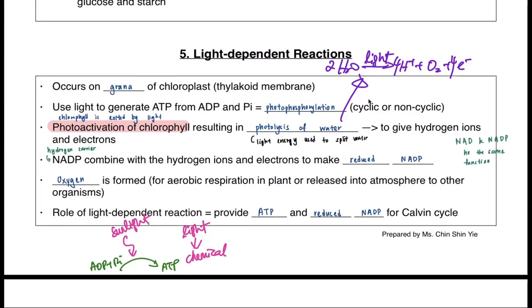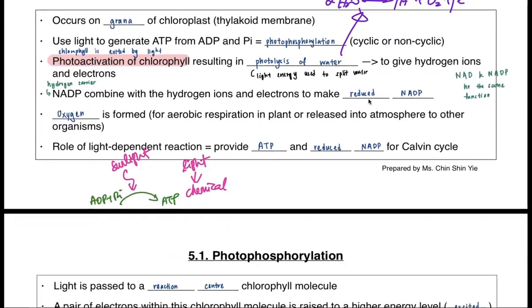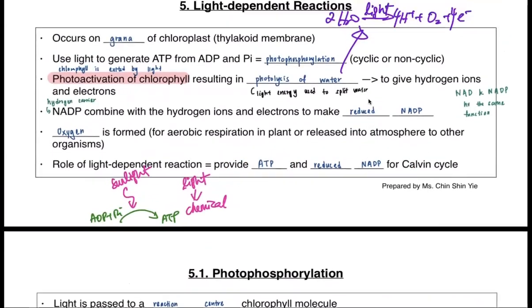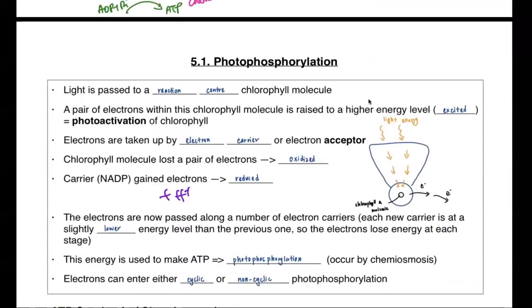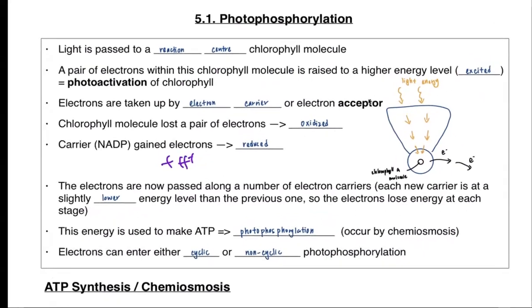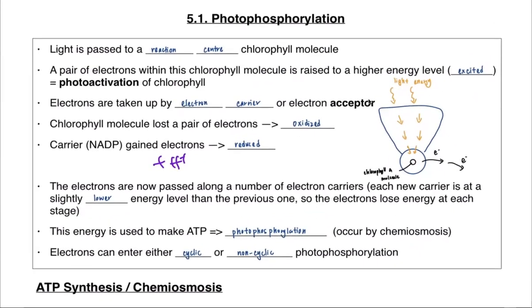At least from the perspective of other animals, this is what we want from the plant. Then the H plus and electron will be recombined and accepted by NADP to form reduced NADP. So the role of the light dependent reaction really is to produce ATP and reduce NADP. Later we'll see this. Photophosphorylation is actually quite, not to say complicated. So there's light passed to a reaction center. As we learned just now, you have accessory pigments and chlorophyll A.